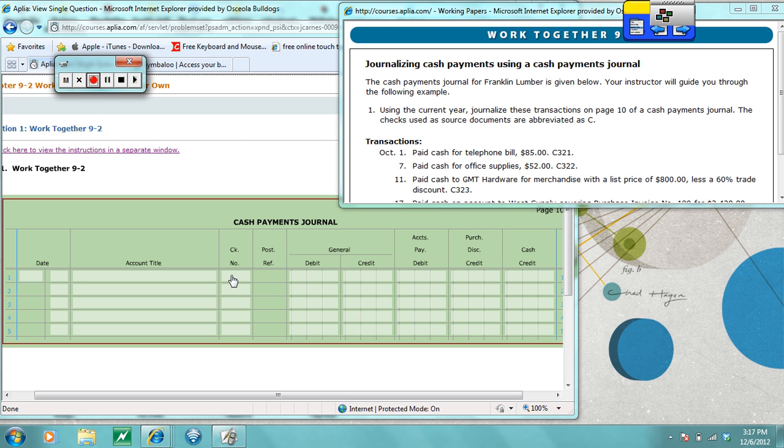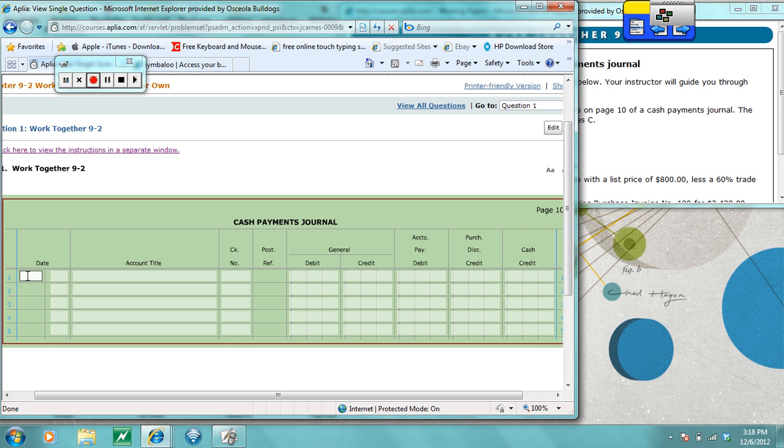If I was to use my credit card, not credit card, let's say debit card, because you guys understand that. That would take money out of my account, right? So I would have to journalize it in the cash payments because that keeps track of what we're spending. Okay? So it says we're doing Franklin Lumber.